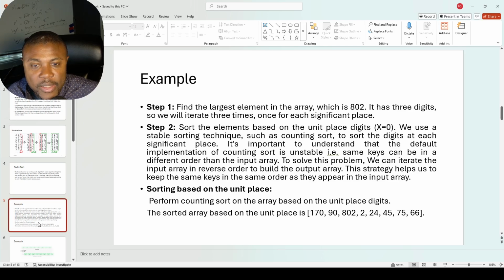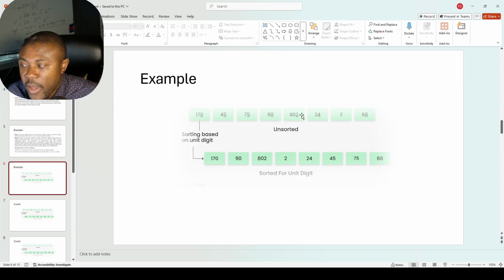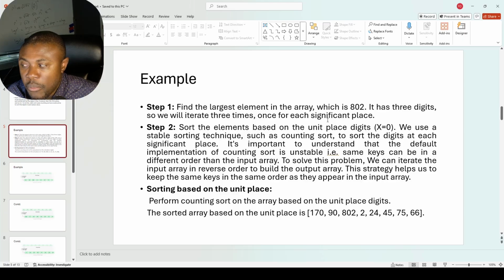You find the largest element in the array, which is 802. Why did we say 802? Because we are looking at this array. The largest here is 802. You see that? Now, you can see that it has 3 digits. So we iterate 3 times, once for each significant place. So we'll start from the units to the tens and to the hundreds, because in 802 we have 2, we have 0, and we have 8. All right. So that's the idea.